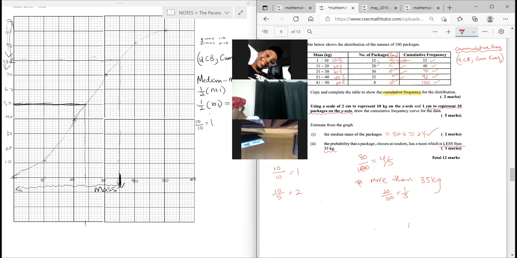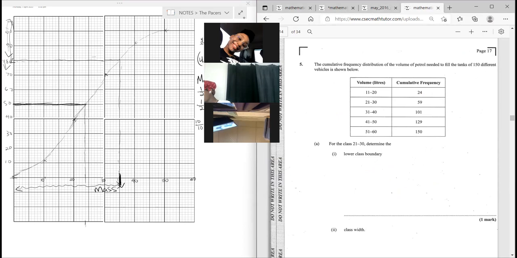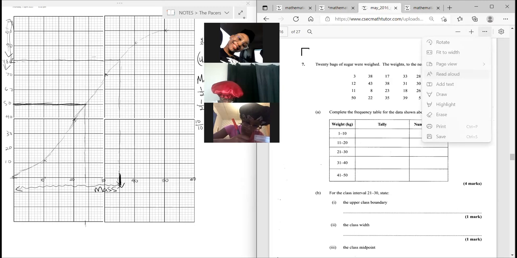So now we're moving on to this question, right? Which says the cumulative frequency distribution of the volume of petrol needed to fill tanks of 150 different vehicles. No, this is not it. Sorry. Yeah, here. 20 bags of sugar. Will weigh, the weights to the nearest kg are as follows. So what is happening here is this is grouped data again, right? But they are actually giving us the raw data for us to put in our tally chart, right?